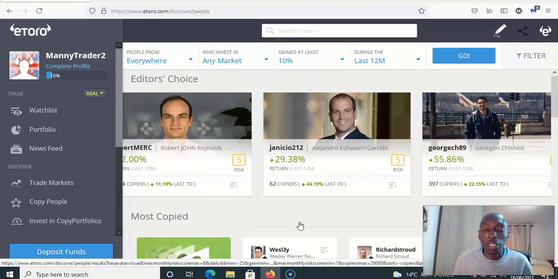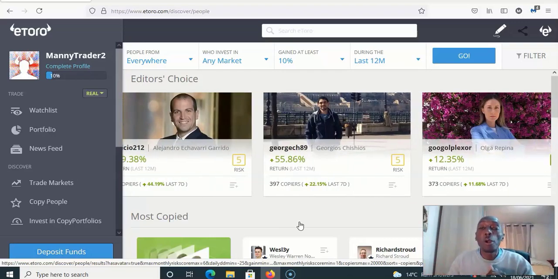I think it's got so much. It's a massive site. It's got so much on there. There's demo trading on there as well, so you can copy the demo trade. So if that's for you, then I hope this helped you, and you can go on to eToro.com and have a look for yourself.